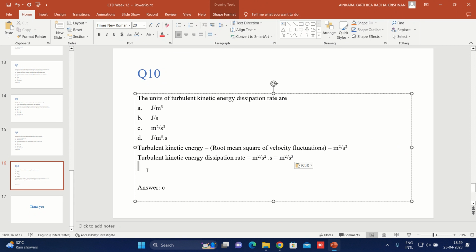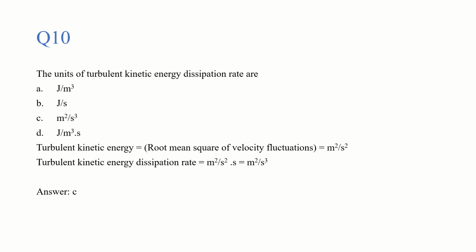So the answer to this is option C. Turbulent kinetic energy is calculated as the root mean square of velocity fluctuation, so meter square per second square is the unit. The turbulent kinetic energy dissipation rate is given by meter square per second square by second. So again it is meter square per second cube. So the answer to this problem is option C, which is meter square per second cube.